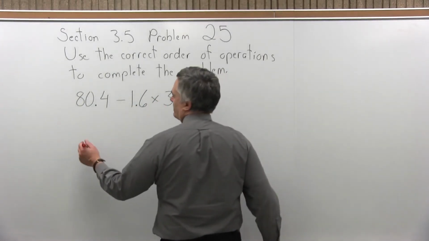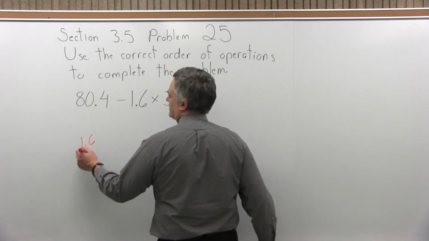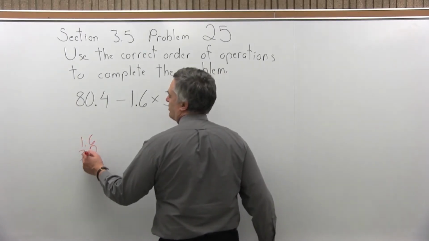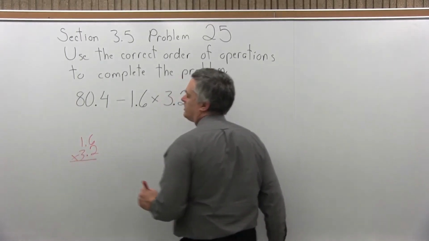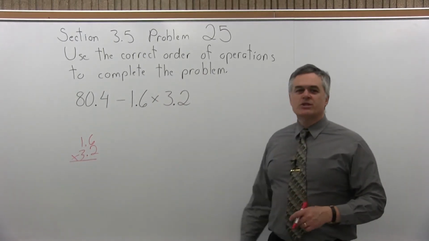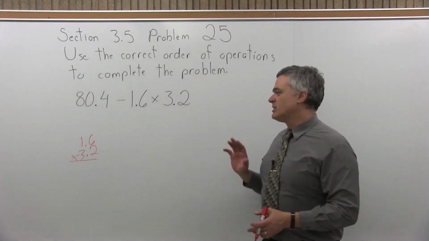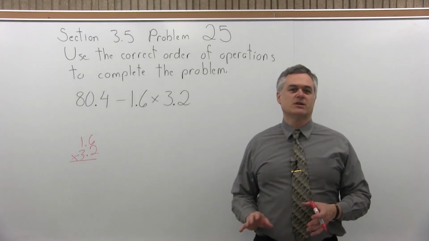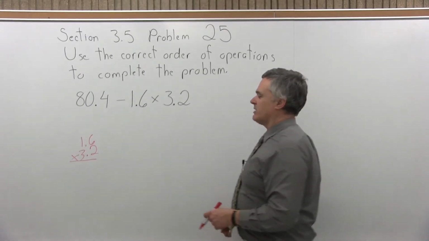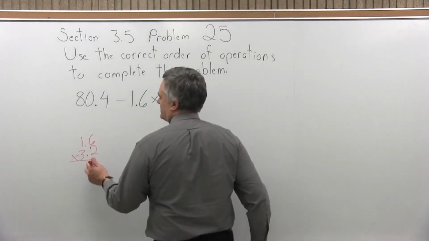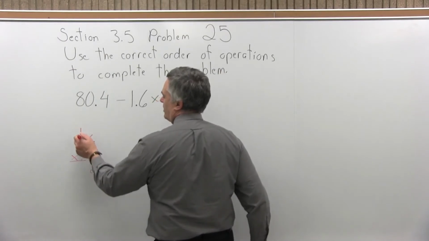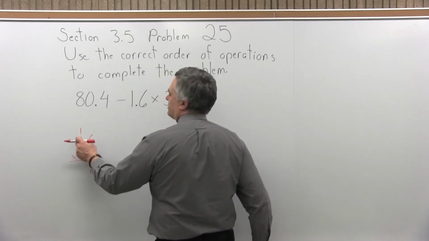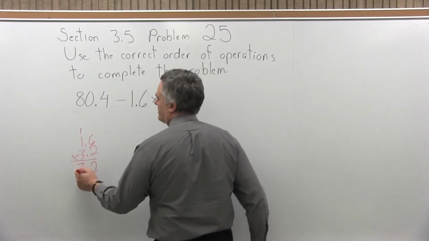So I can just come down here and do 1.6 times 3.2 and multiply. Remember, when you multiply decimals, you can just ignore the decimals at first. I'm really just going to multiply 16 times 32, get the answer, and then put the decimal in the right spot. So 2 times 6 is 12. Write the 2, carry the 1. 2 times 1 is 2, plus 1 more that I carried is 3.